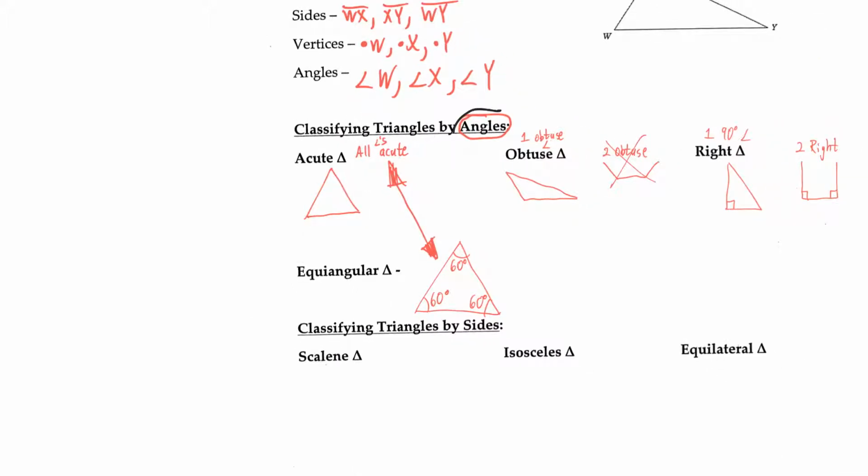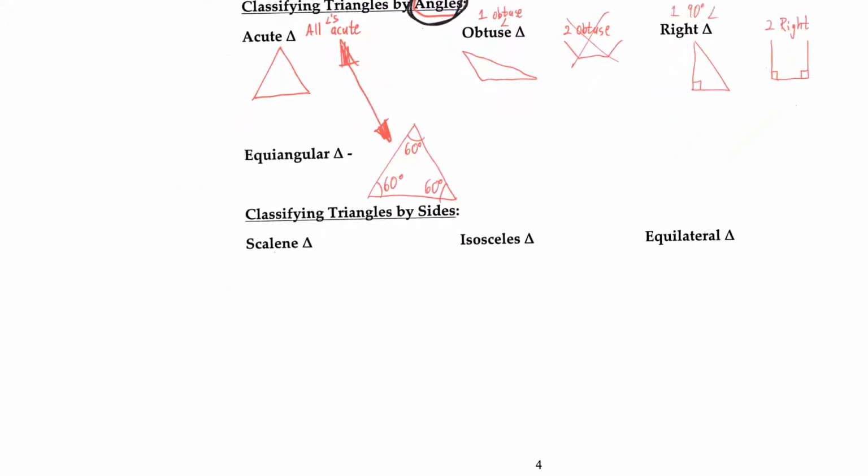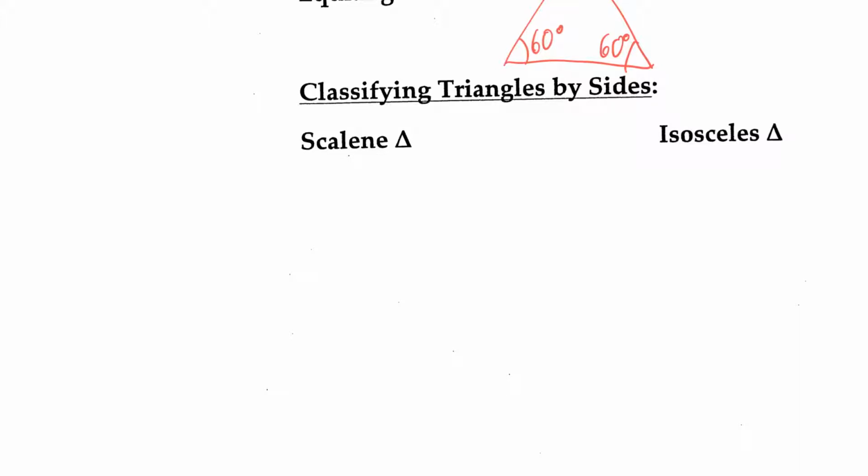All right. So remember, this is classifying it by its angles. All four of those descriptions are by angles. Now we're going to talk about classifying it by its sides. So again, what does scalene mean? Okay, none are the same. None of them are the same length. So it's like this. Where this is one length, this side's different from the first one, and this third one is different than the first two. None of them are the same.